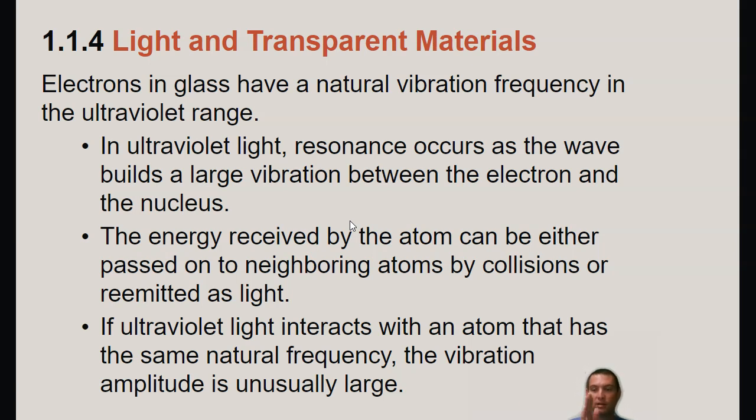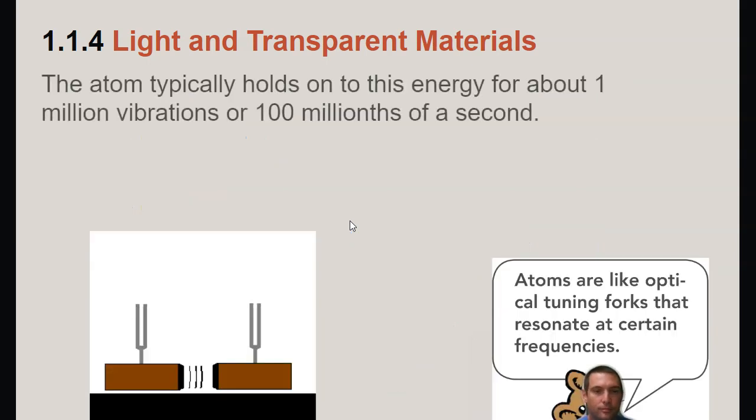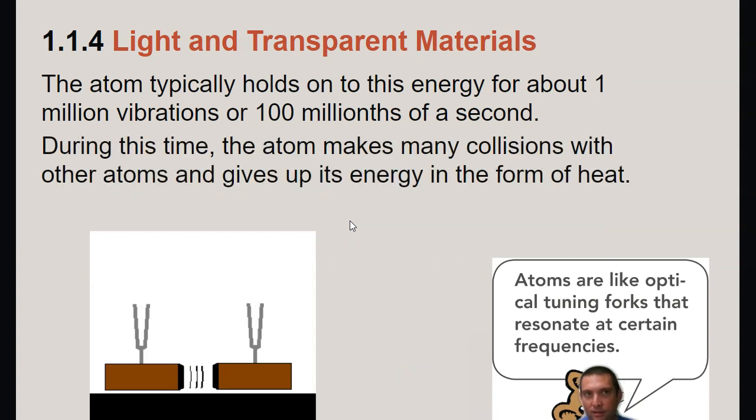So if the natural frequency matches the frequency of ultraviolet light, and the light comes in contact with something that has that exact same frequency, happening at the same exact time, then the combined vibration amplitude, the amount that it vibrates, is really big. The atom typically holds on to this energy for 1 million vibrations, which happens in a really short amount of time, 100 millionths of a second.